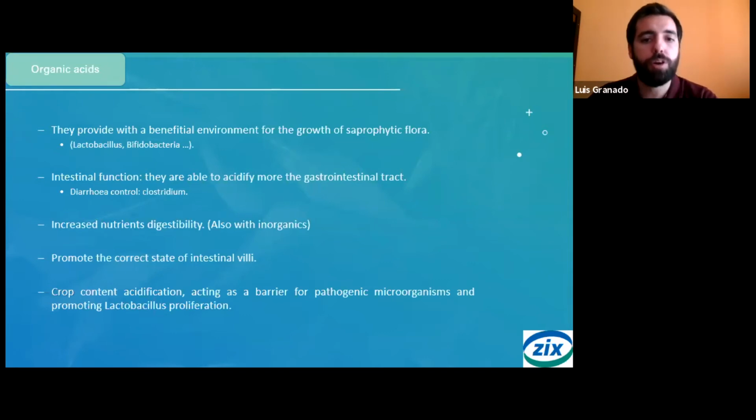They also promote the correct state of the intestinal villi, and they acidify the crop content, which is very important in poultry production because it is normally quite difficult to get an acid environment in a natural way there, basically due to its location before the stomach, right? Then acidifying the crop in poultry has been a barrier for the generation of pathogens. Sometimes the feed stays there for a long time, so it is also good because it promotes the proliferation of lactobacillus, all right?